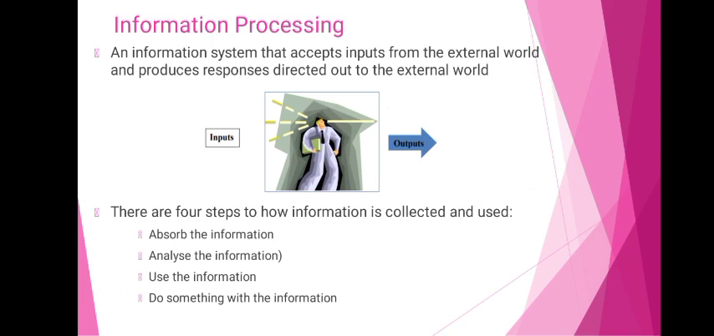And how is information processed? An information system that accepts input from the external world and produces responses directly out to the external world is information processing. Information processing is the change in the state of information. It allows us to split information down into steps which can be easily read and understood by the human brain. It allows people to store, retrieve, and use information easily. There are four steps of how information is collected and used. The first is observing the information, the second is analyzing the information, then using the information, and finally doing something with the information.